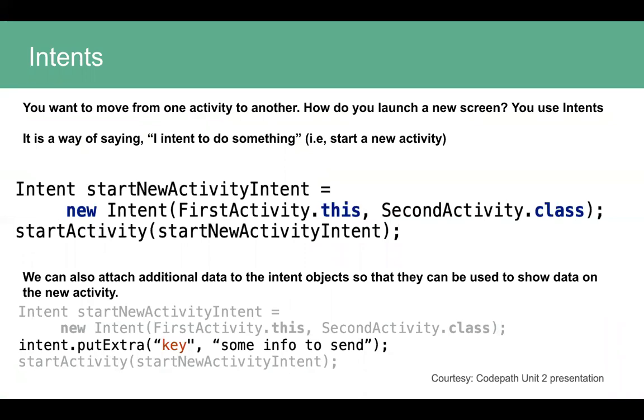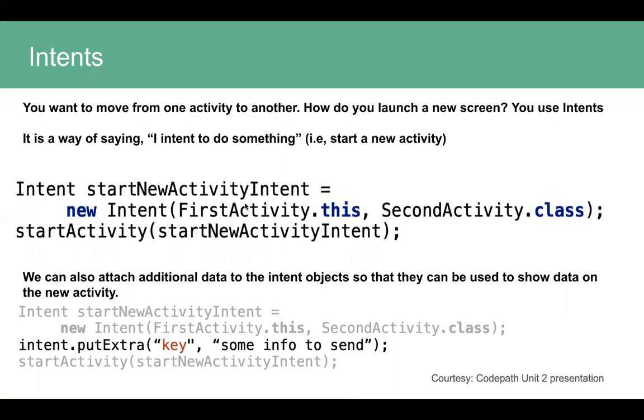It's a way of saying that I intend to do something, like I intend to start a new activity. And this is how you would go about doing that. You would create an intent object. So here I've created an intent object called start new activity intent, and it has two parameters.